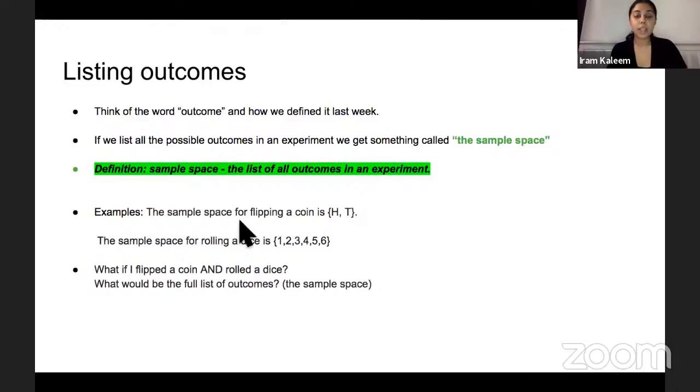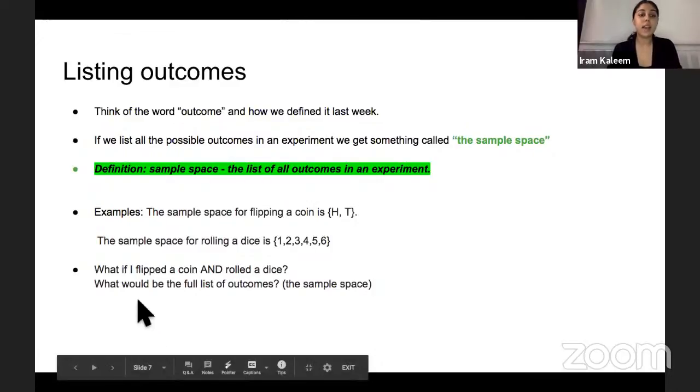So the sample space for flipping a coin is heads and tails. That's all the possible outcomes. There's nothing else that you can actually land on. So it's quite a small sample space for flipping a coin. The sample space for rolling a dice is a little bit bigger. It's the numbers between 1 and 6.